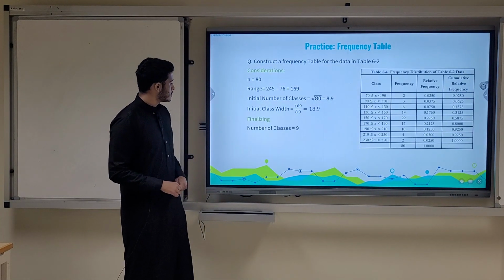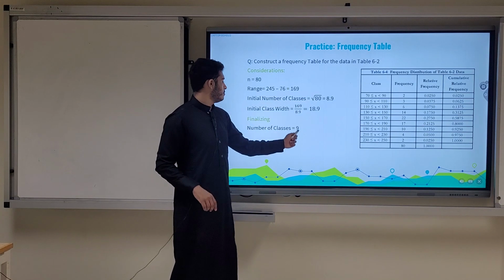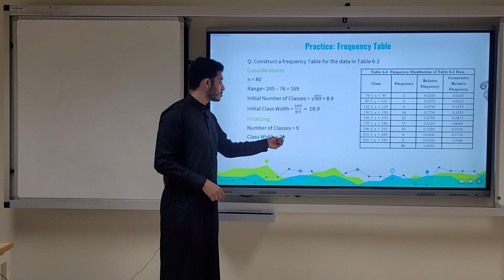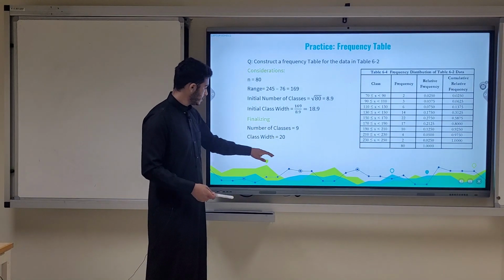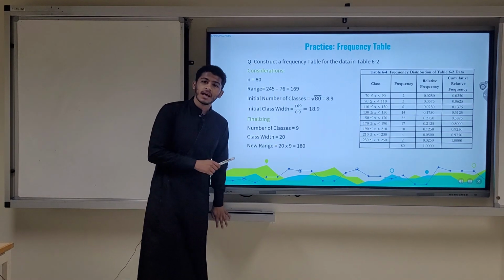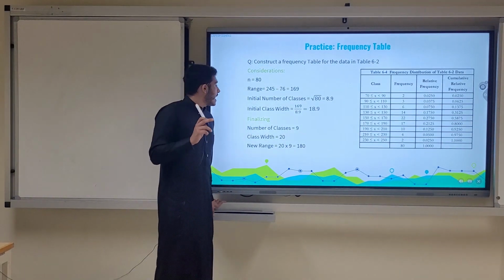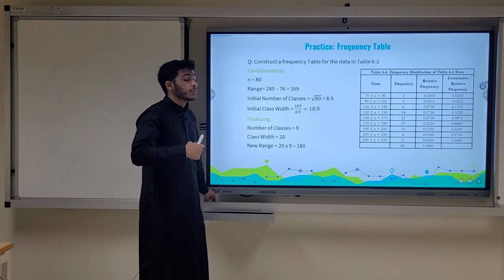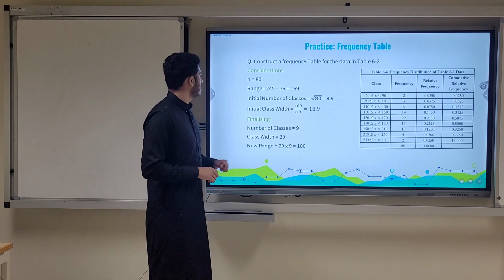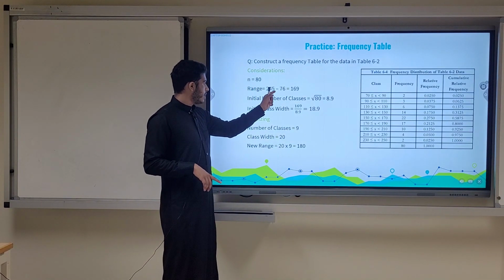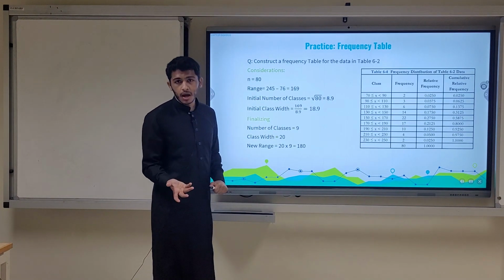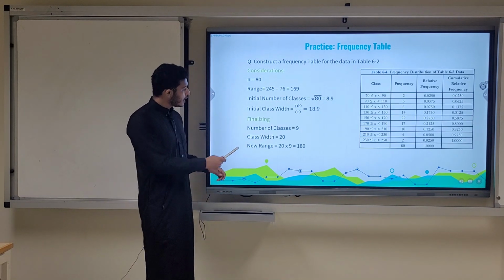In the finalizing stage, we've seen that we can round this up. We rounded it. The class width, also, we rounded closer to 20, which is a better number in my opinion. And we found the new range, which is 180. Well, this new range allows for something. It allows us to change our starting and ending point, because originally our range was 169. So because of our values, we had the highest value to be this and the lowest value to be this one. But now we can change our highest and lowest value depending on the range we have.